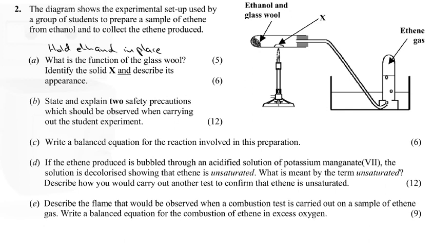If we didn't have the glass wool and we tried to keep the ethanol down here as a liquid, it would pour up here and it would destroy the catalyst. So we can't have that. So it simply holds it in place. Identify the solid X and describe its appearance.